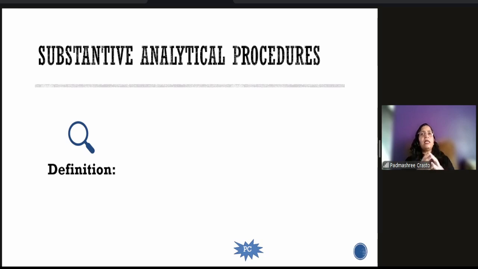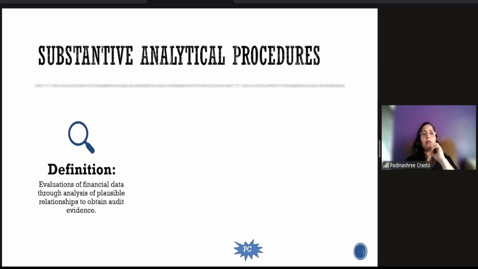So this is the detailed analysis for each of the areas where you are going to perform the SAP. By definition, this is evaluation of financial data through analysis of plausible relationships to obtain audit evidence. What is plausible relationship? Plausible relationship is basically the correlation, connection, or the update of various relationships. It means it may be due to this is what you are saying. So it gives you a reasonable assurance and at times moderate assurance. So you have to decide what is it that you are going to derive out of this, right?